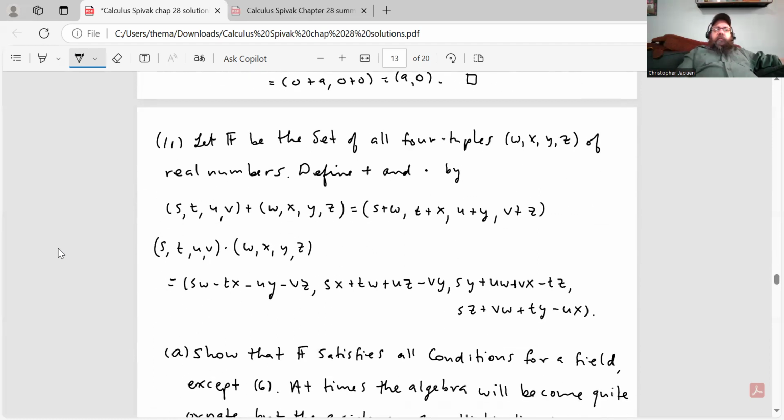Okay, last question for this section, question 11, and this is kind of a long one. Let F be the set of all four tuples W, X, Y, Z of real numbers defined plus and times by these properties here. I'm not going to read these out. I'll show you why in a second.